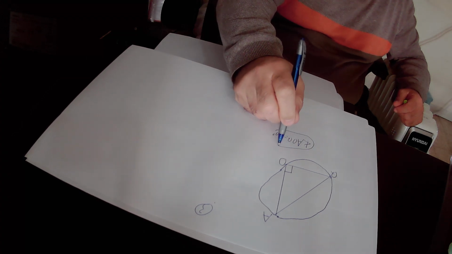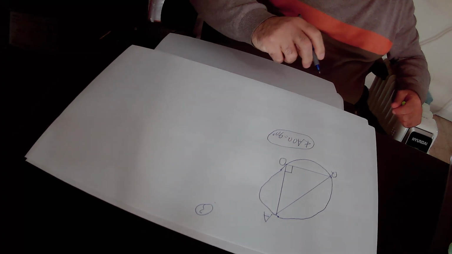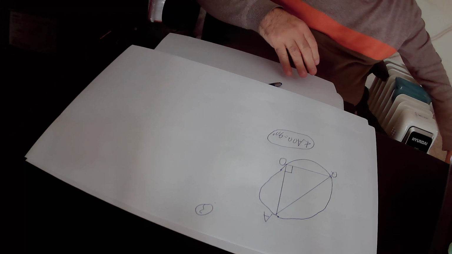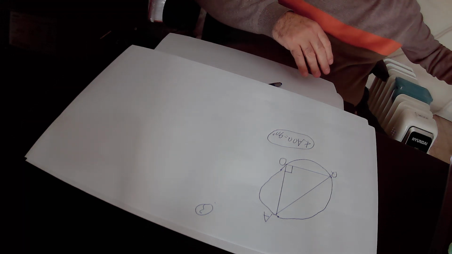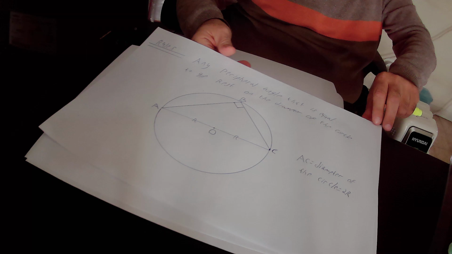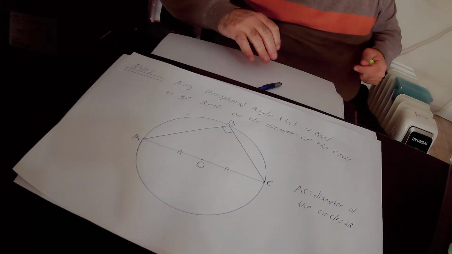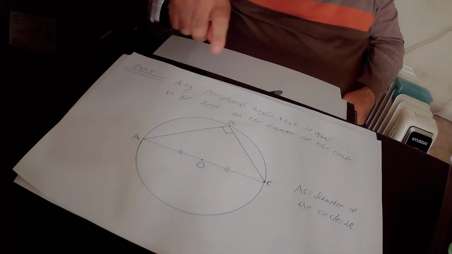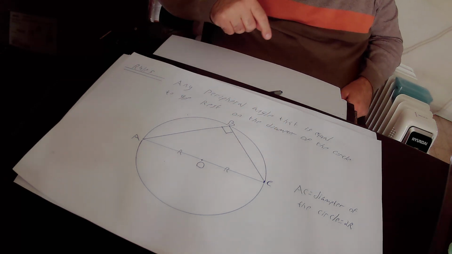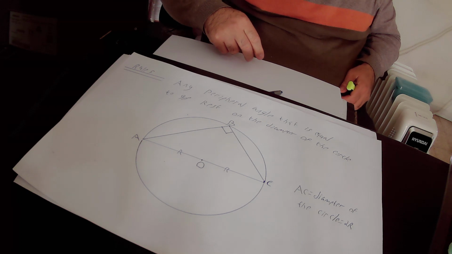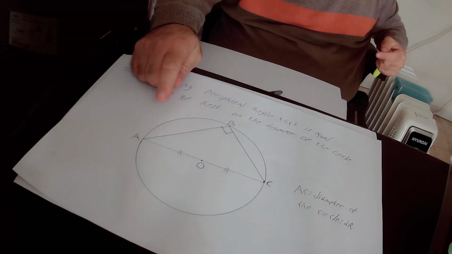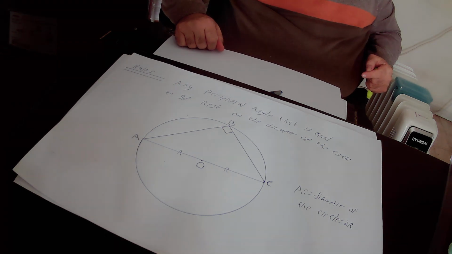And we have rule number 5 that says that any peripheral angle that is equal to 90 degrees must rest on the diameter of the circle. Here peripheral angle ABC equals 90 degrees, therefore it rests on the diameter of the circle. AC is the diameter of the circle. Okay?